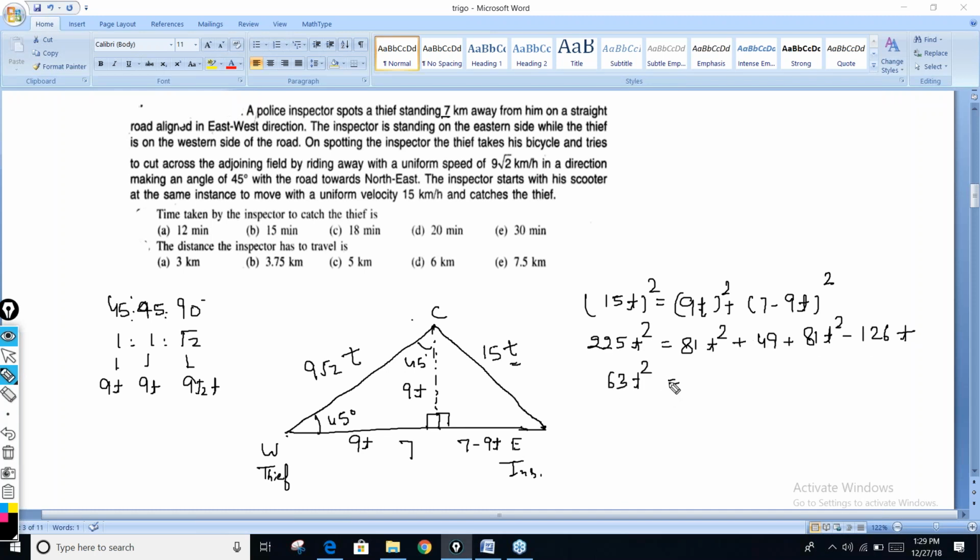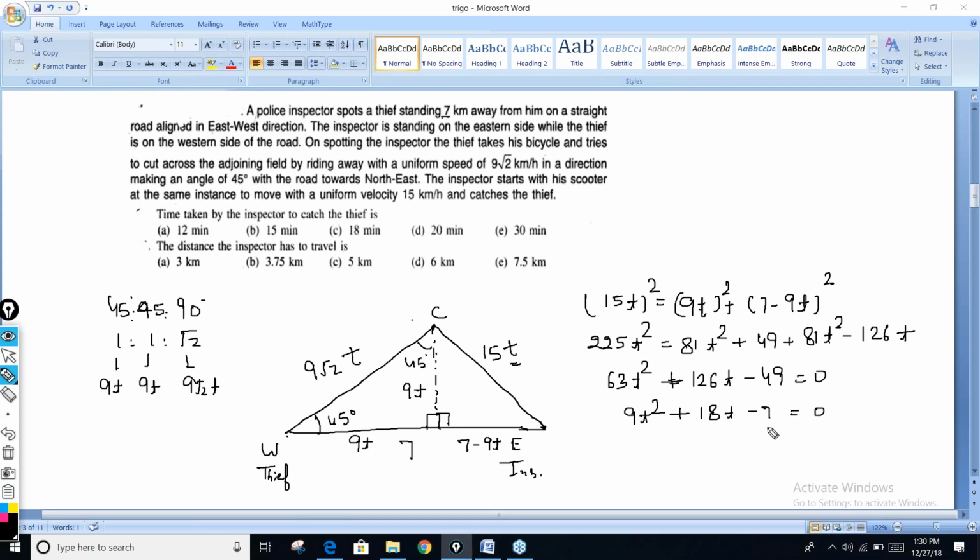That is 126t minus 49 equal to 0. That is the quadratic equation. 7 is a common factor if you can see it easily. So the quadratic equation remains 9t square plus 18t minus 7 equal to 0.